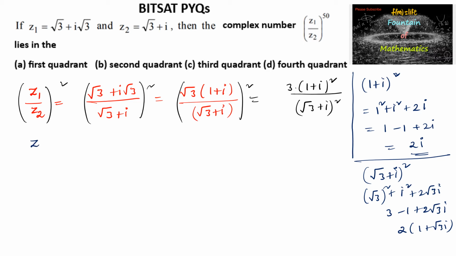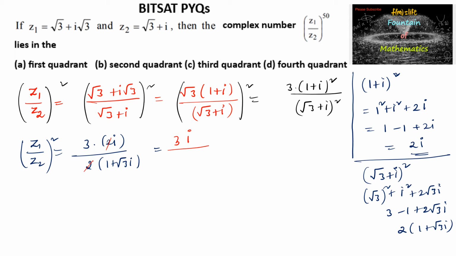So we can write here (z1 by z2) whole square is equal to 3 times 2i divided by 2 times (1 plus root 3i). So this can also be written as 3i divided by 1 plus root 3i.